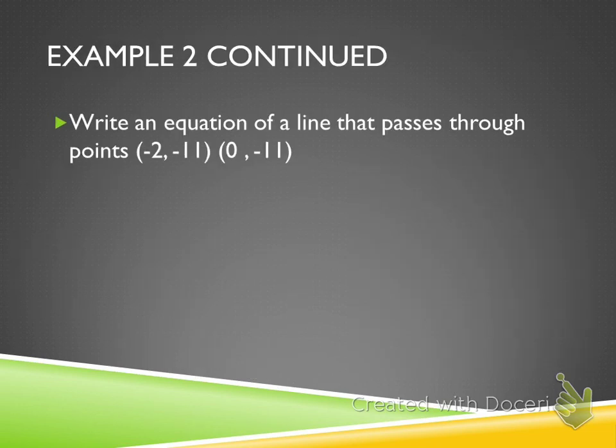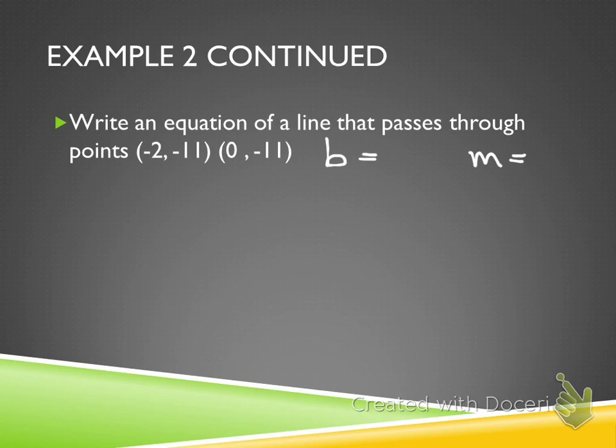What if it said write an equation of a line that passes through points (-2, -11) and (0, -11)? So I still have to figure out what is my y-intercept and what is my slope. Now this time my y-intercept isn't as obvious, because I'm not looking at a graph. But one of these ordered pairs clearly tells me what the y-intercept is.